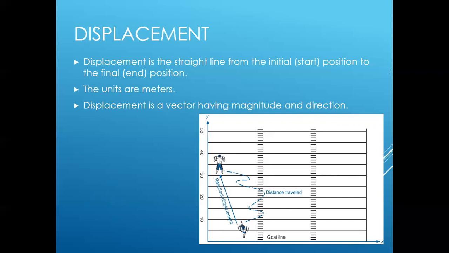To get a first down, you need to go 10 yards strictly in a forward position. Angle is not a factor in football. So we don't really use displacement or distance in football. We use sort of a combination of displacement and sort of a straight line version of displacement, okay? So displacement is simply the straight line from the start to the final position, and again, it is a vector.